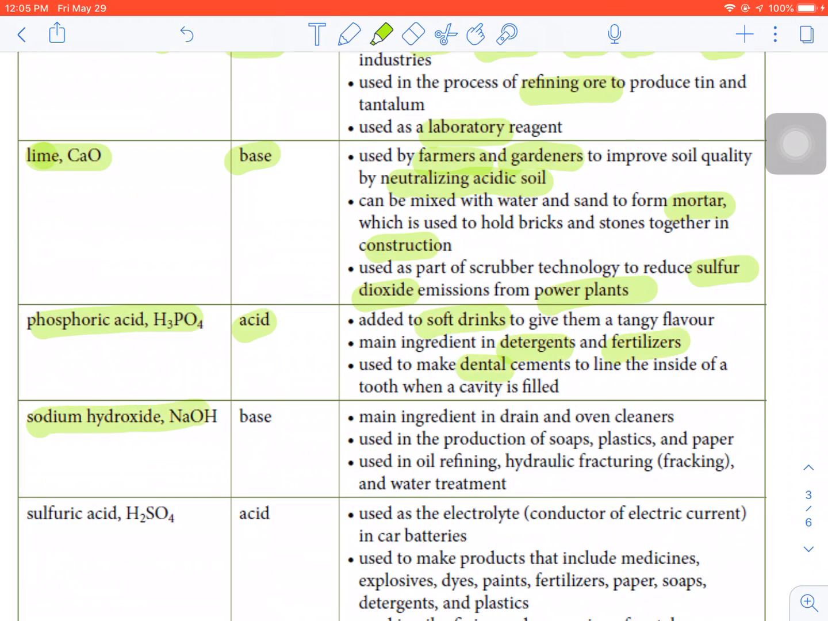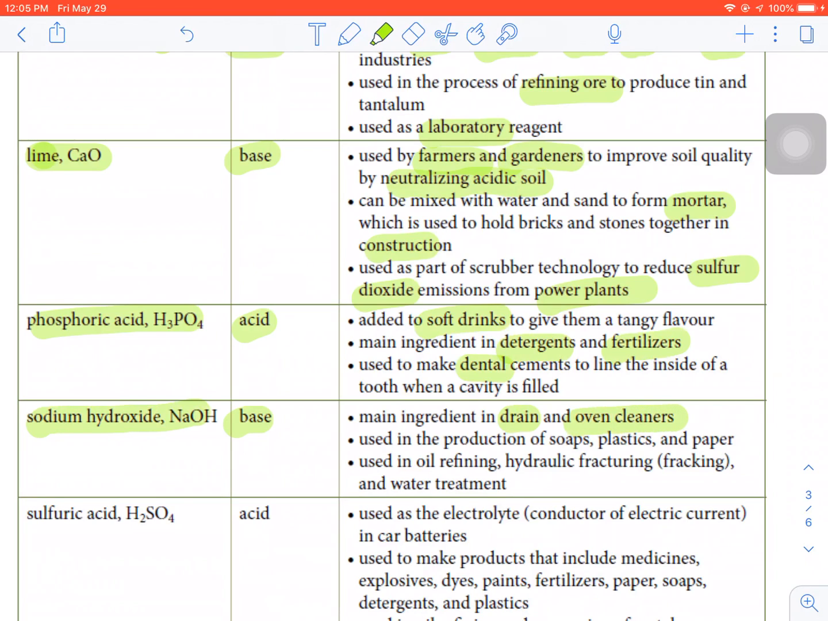Sodium hydroxide is a common one that we find in our homes. It's used for cleaning our drains. If we have a plugged drain and you buy some Drano or Liquid Plumber or some other type of drain cleaner, you pour it in, you come back an hour later and your drain is clear. It was probably sodium hydroxide.